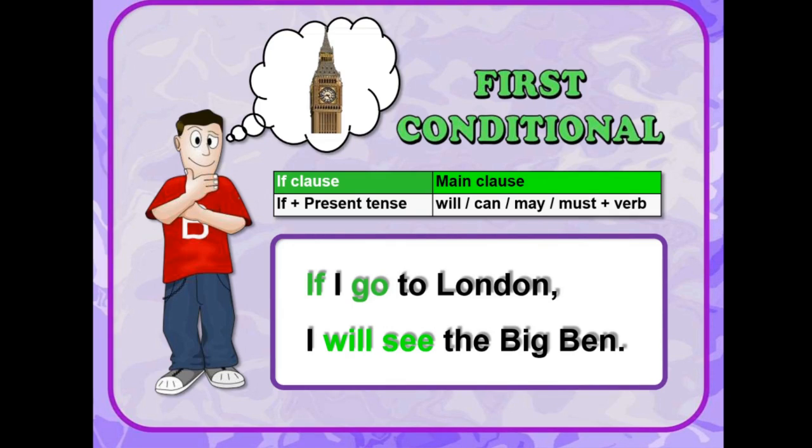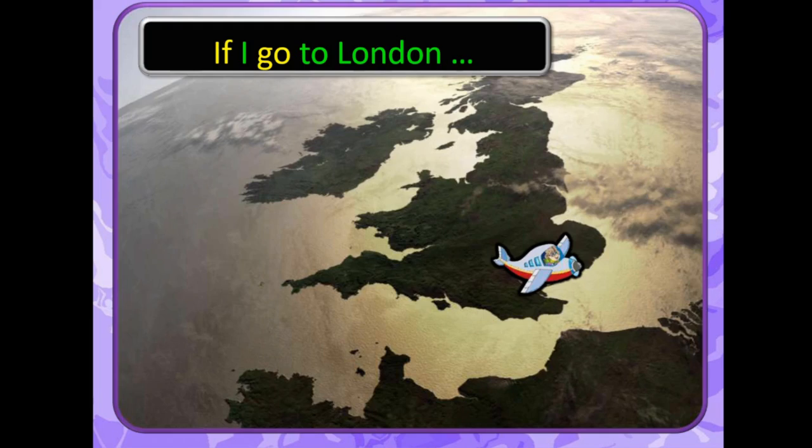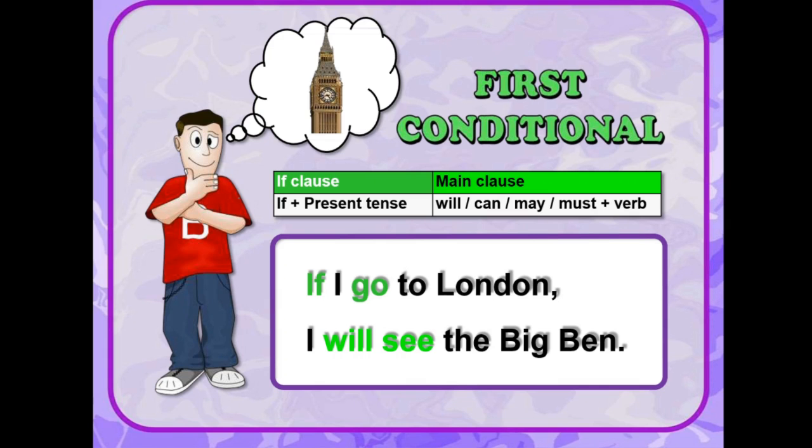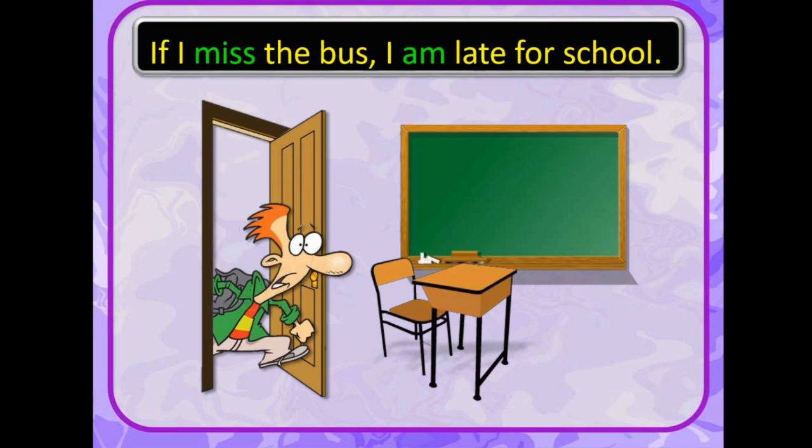Before we didn't need that, right? If you look at the examples here: if I oversleep, I miss the bus. If I miss the bus, I am late for school. If I am late at school, my teacher gets angry. There's no word there like will, can, may, or must. But in this first conditional, we must see a will, can, may, or must in our main clause. So here's the first example: If I go to London, I will see the Big Ben.